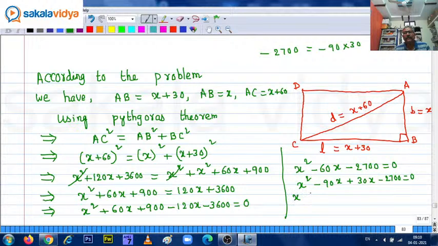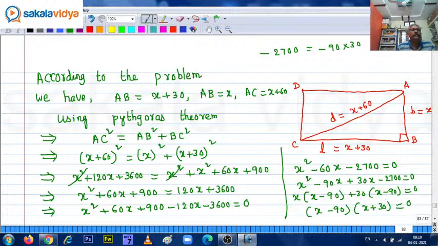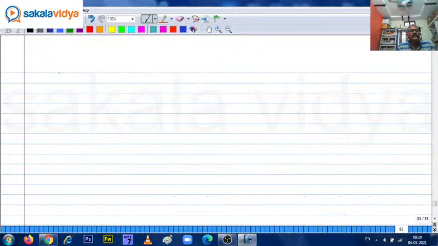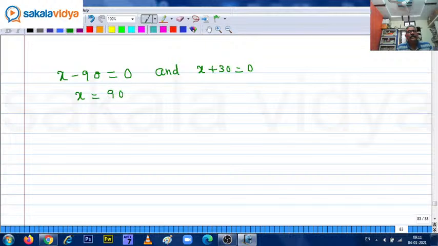You can take x common out. x minus 90 plus 30 common, we have x minus 90 equals to 0. So we have x minus 90 common, x plus 30 equals to 0, you will get it. That means here x minus 90 is equated to 0 and x plus 30 is equated to 0. So we get x is equal to positive 90, sorry, this is or, x is equal to negative 30.